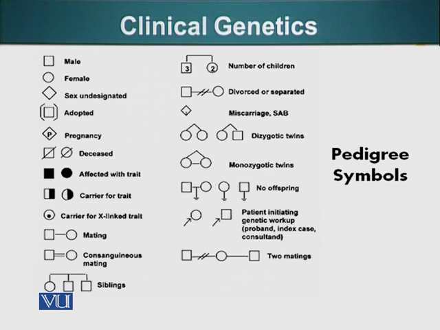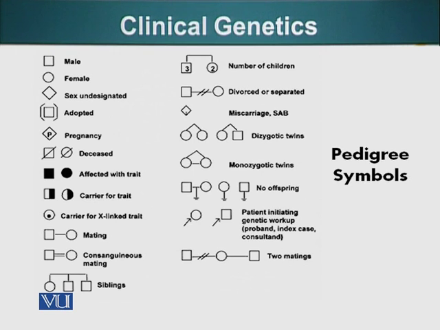Male is a square, female is a circle, undesignated sex is a diamond shape. More importantly, this is how you write siblings. And consanguineous marriage, which is marriage between two related individuals, is shown with two bars, and marriage between unrelated, not closely related individuals is shown with a single bar. These are the more important ones. There are of course others displayed too.